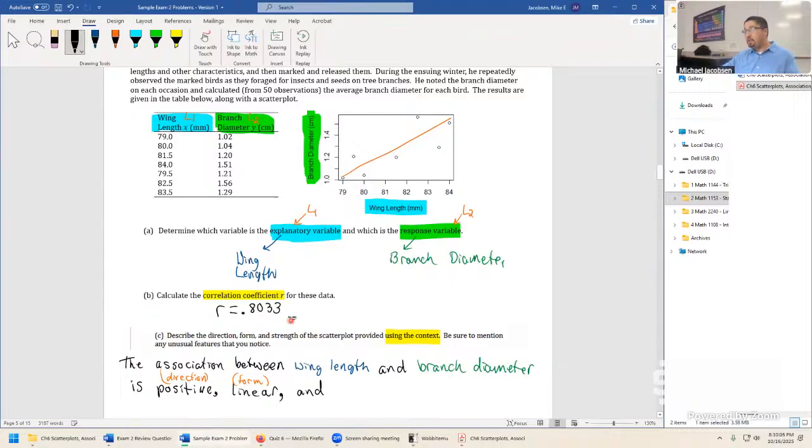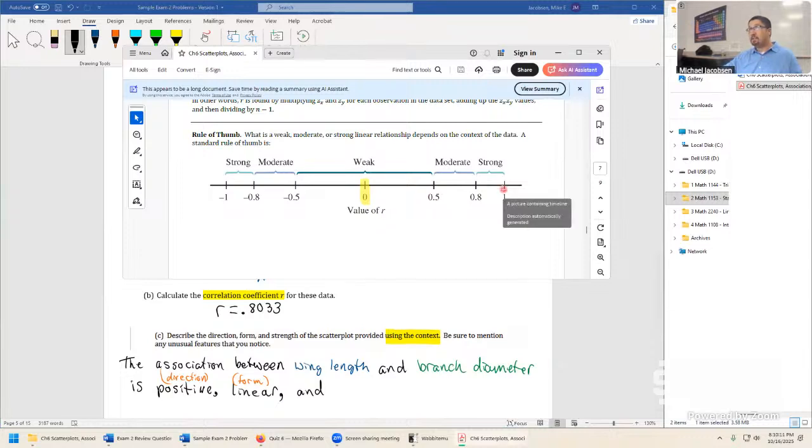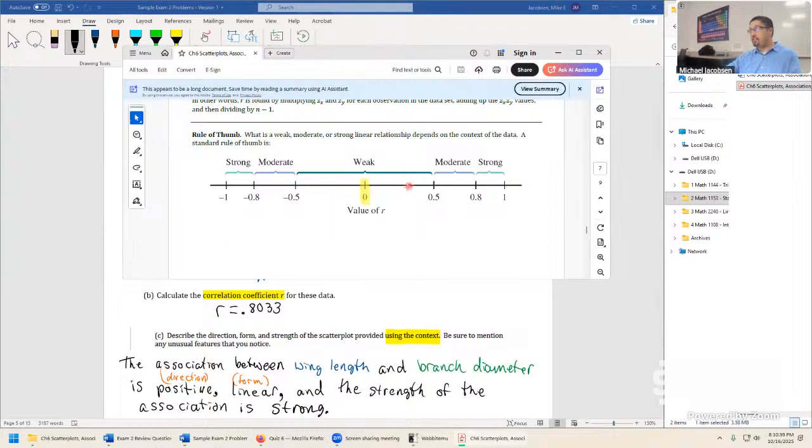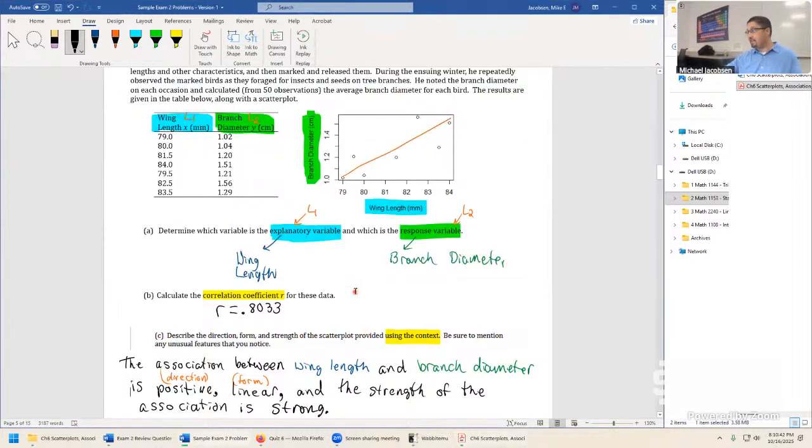And next we mentioned the strength. That's where the correlation coefficient comes into play, as well as the rule of thumb. So we could say, and the strength of the association is strong. If we got, say, 0.30, this would have been a bigger scattering of points. We would have just said it is weak instead for that kind of a correlation coefficient r. So that's the main wrap up of the things that we did in chapter 6.